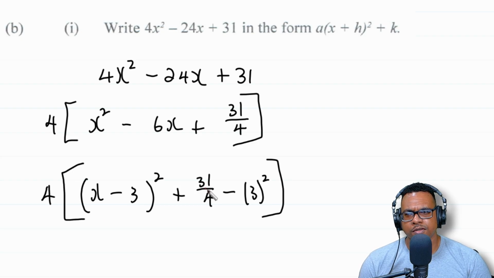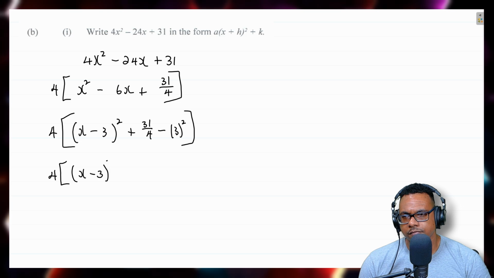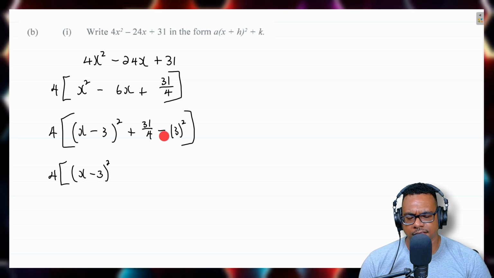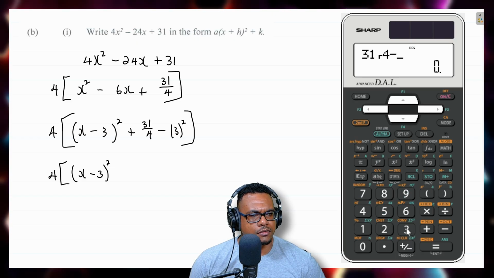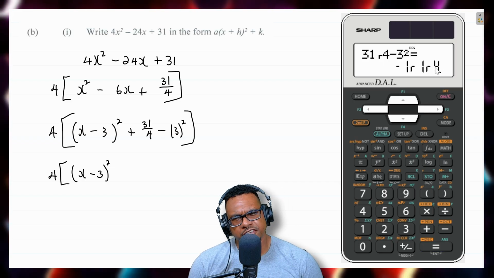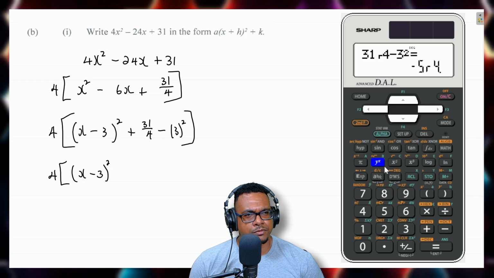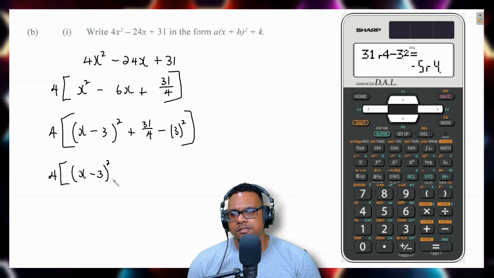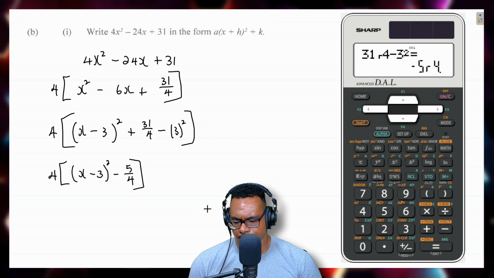Let's put back the brackets now with the 4 on the outside. So what I have to do now is to work out this 31 over 4, take away 3 squared. So I'm going to write 4, put back everything. All right, and I'll do this part on the calculator. So I'm going to have 31, use the fraction button, over 4, take away 3 squared. And I'm going to get negative 1 1/4. Prefer to write this as an improper fraction. So I'll press second function, fraction button, so I get negative 5 over 4. So I'm going to write here negative 5 over 4 and close the brackets.